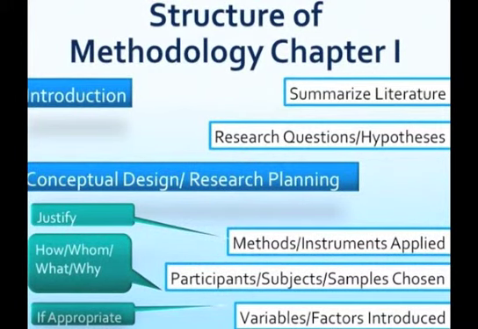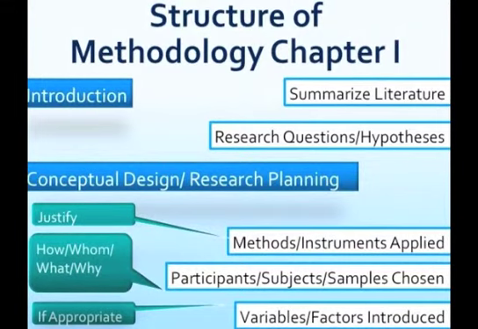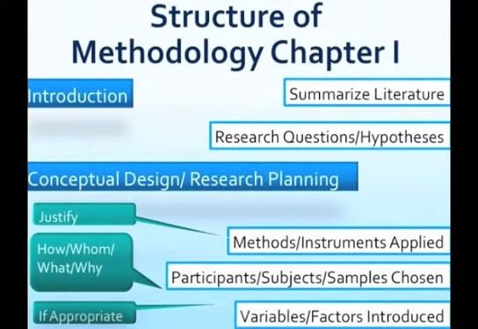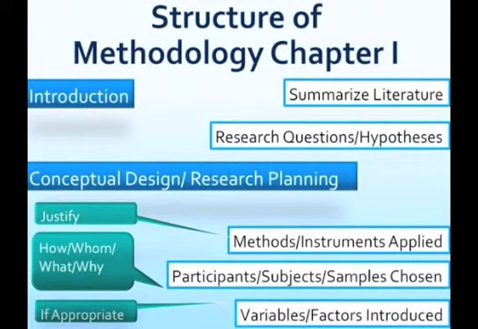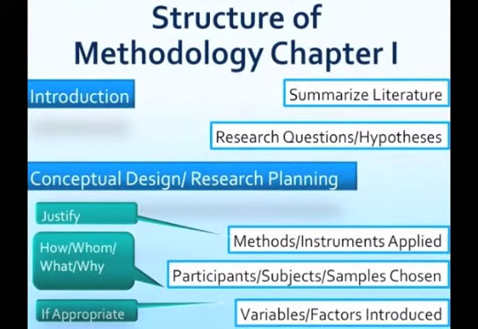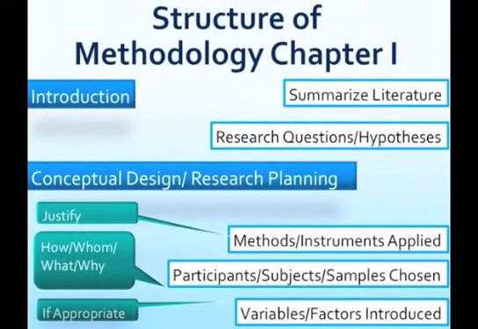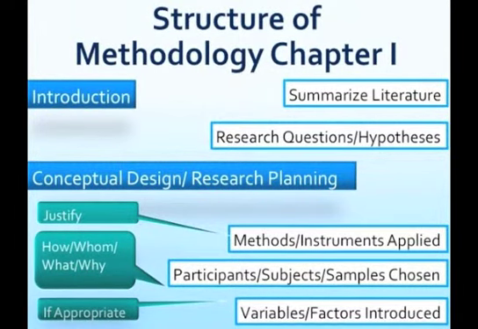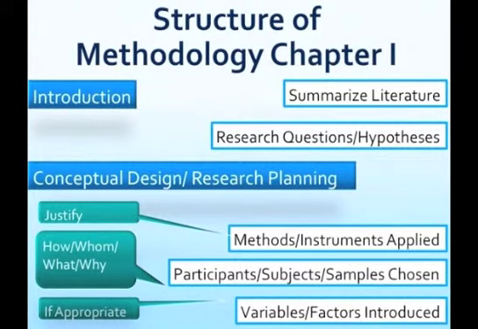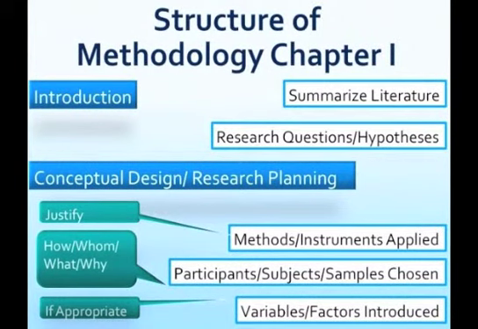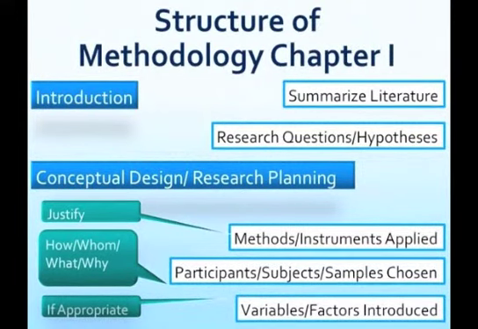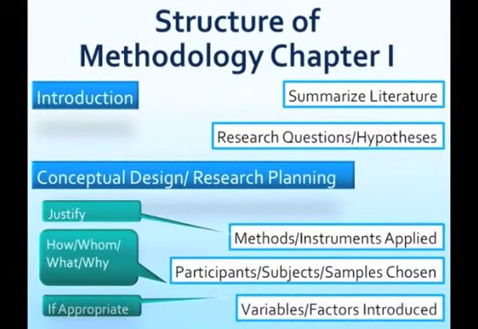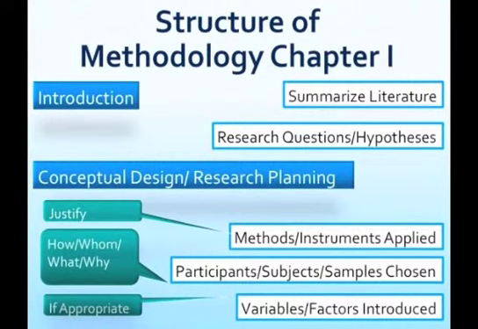Firstly, you have to introduce your methods or your instruments and justify why you are using the methods and the instruments you're using. Secondly, you need to talk about your participants or your research subjects or the samples you have chosen, or for instance, if you do experiments, the objects you are using and why you are using them. Justify again how, whom, what, why. Exactly. Tell the reader what you've chosen, why you have chosen it, reason it.